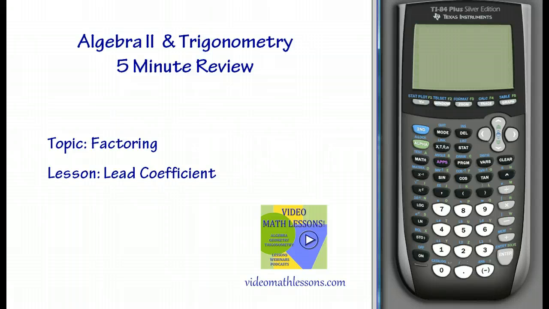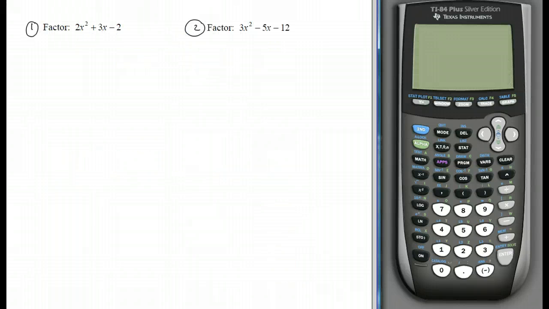A 5-minute review. So the first topic we're going to do is talk about factoring, and especially lead coefficients. Now, the 5-minute review is a ballpark, so it's a little less, a little more. It's right around where we're going to be. So let's get started. So we have a problem. Number 1, factor 2x squared plus 3x minus 2.